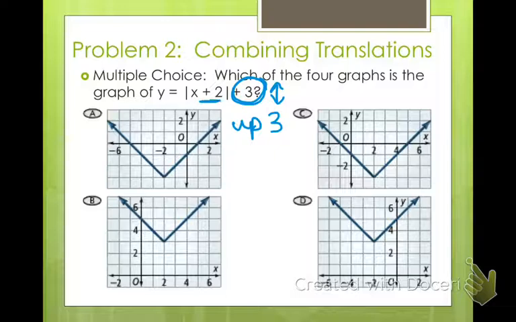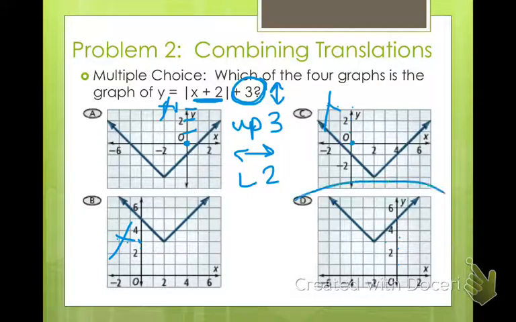And then we also have this plus 2 to deal with. Now inside the absolute value, it's going to move it left and right. Remember, we talked about it being opposite. So if it's plus 2, it's actually going to move the function left 2 units. So from the origin, we're going to go up 3, left 2. This one's not it. Up 3 from the origin, left 2. That one's not it. This one's not it either. So our answer is D. That one is our absolute value function.